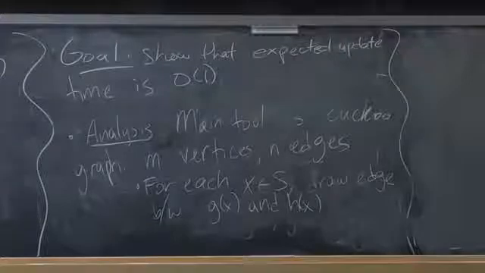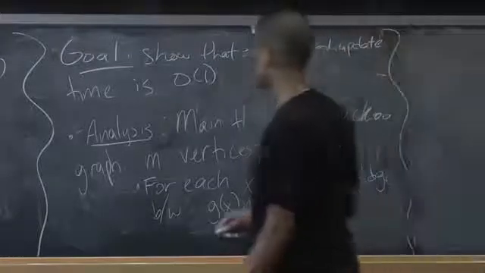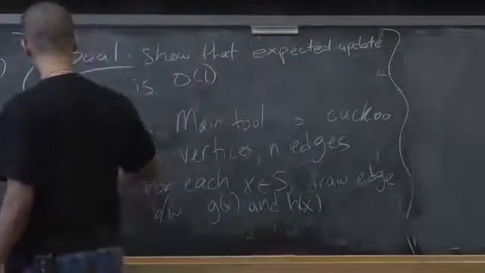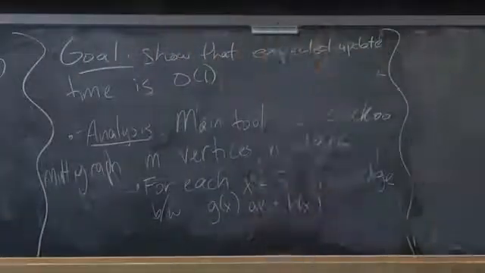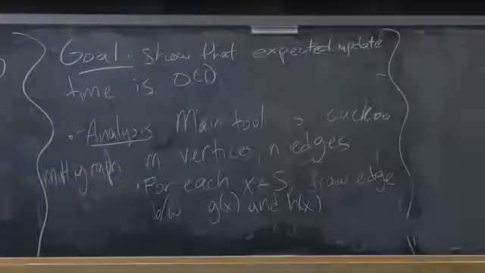Sorry, say it again. Can you have 2 edges between 2 vertices? Like parallel edges? Yeah, I mean, is it a multigraph? So yeah, sure, make it a multigraph. Yeah, make it a multigraph. And you could have a self loop if h of x equals g of x, for example.